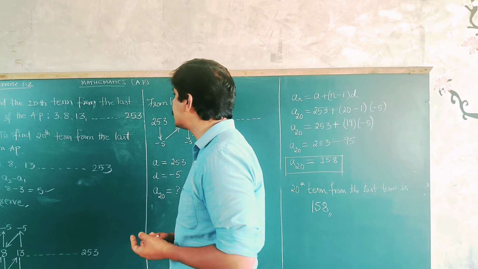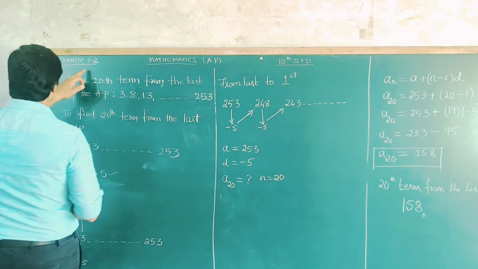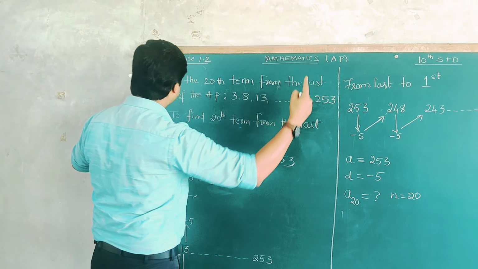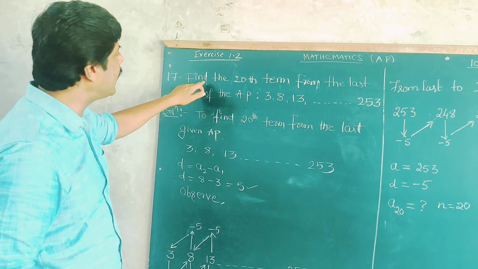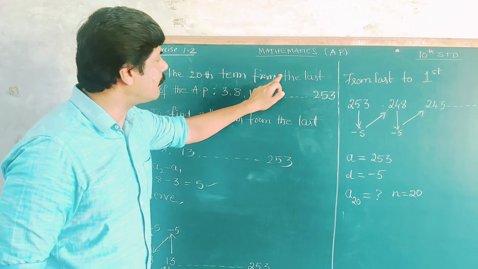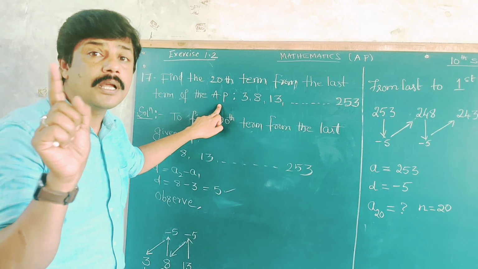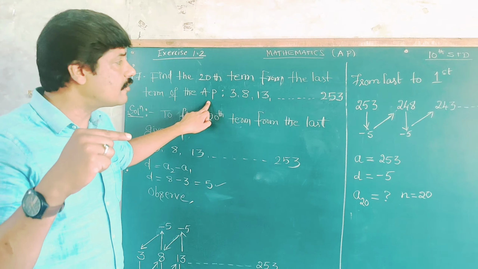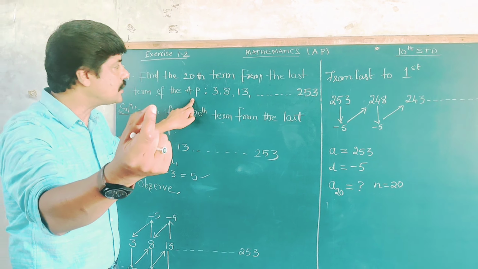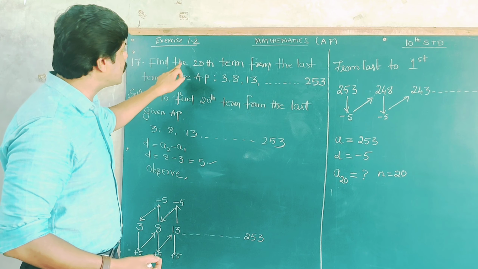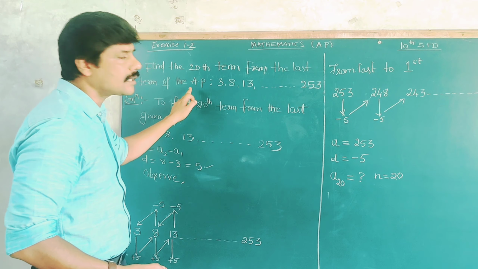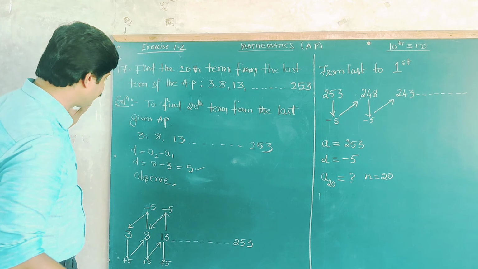With this, we are dealing with exercise 1.2, the 17th problem of arithmetic progression. Here it is asked to find the 20th term from the last term of the AP. We need to find the 20th term not from the first term, but from the last term. Understand, children? What is the AP given here?